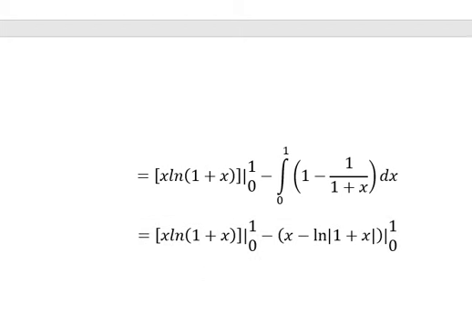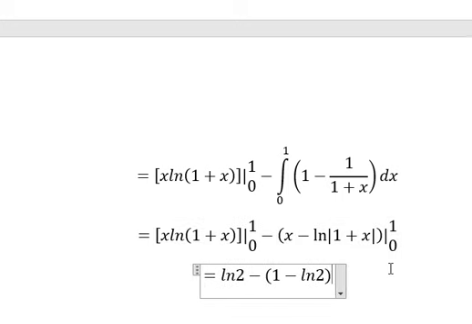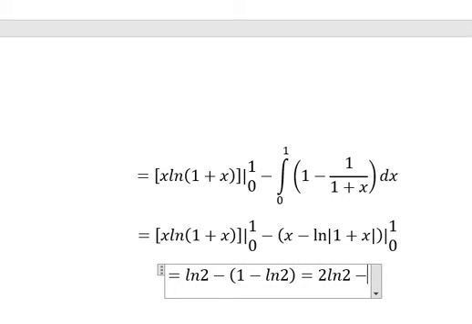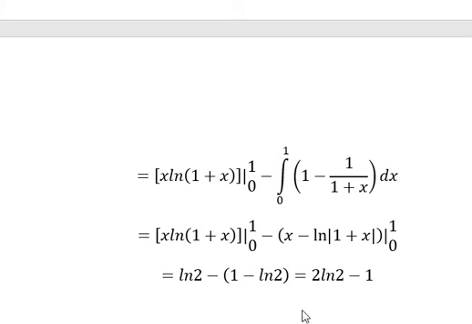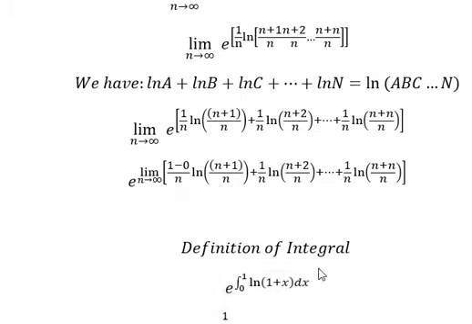So that should be about this one. We have ln number 2 minus this one we put in here, so we have number 1 minus ln number 2. So in this case, ln number 2 minus ln number 2, you got number 0. Oh, sorry, negative, negative, we have positive, so we have number 2 ln number 2 minus number 1. So I will put this one go in here.